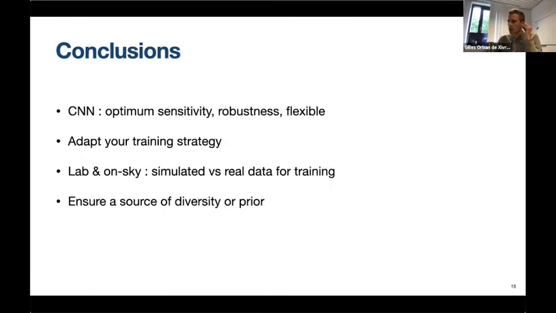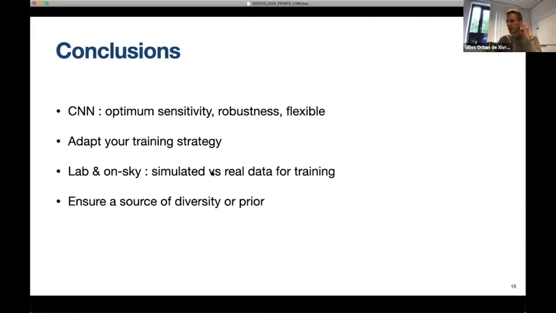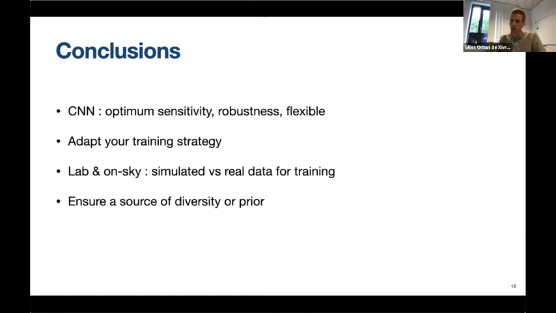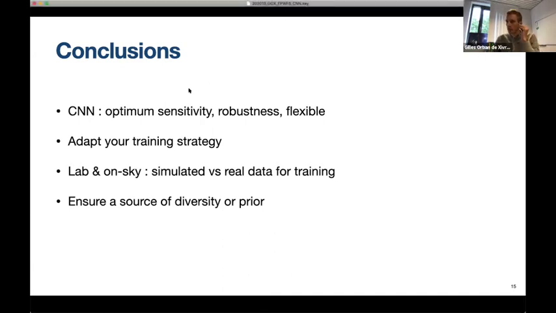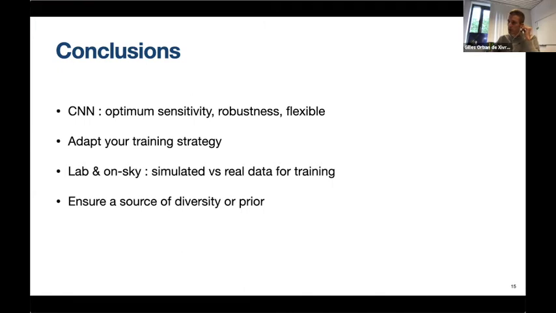My conclusion, as I tried to show you, is that we can reach optimum sensitivity with the CNN, and it's quite robust and flexible. The flexibility comes from the fact that you can adapt your training strategy depending on the problem you want to solve. It's also good to mention that you can always retrain a model. You train first on simulated data. Of course, so far it has been only simulation.